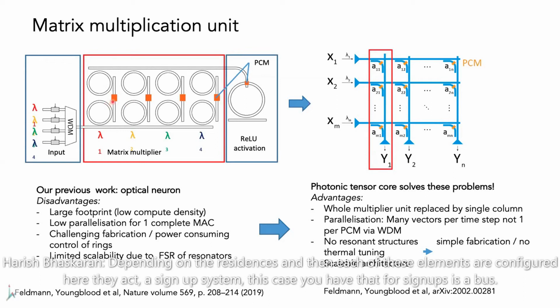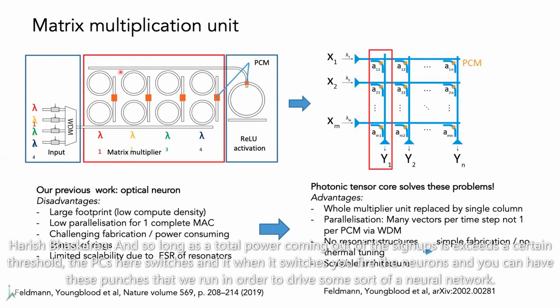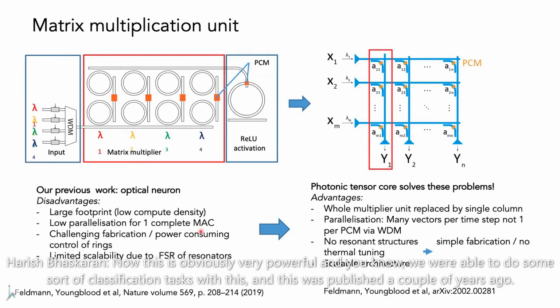And then each of these elements are configured here. They act as synapses. In this case, you'll have 4 synapses, a bus, and so long as the total power coming out of these synapses exceeds a certain threshold, the PCM here switches, and when it switches, you fire the neuron, and you can have these bunches of neurons in order to drive some sort of neural network. Now, this is obviously very powerful, and we were able to do some classification tasks with this, and this was published just a couple of years ago.